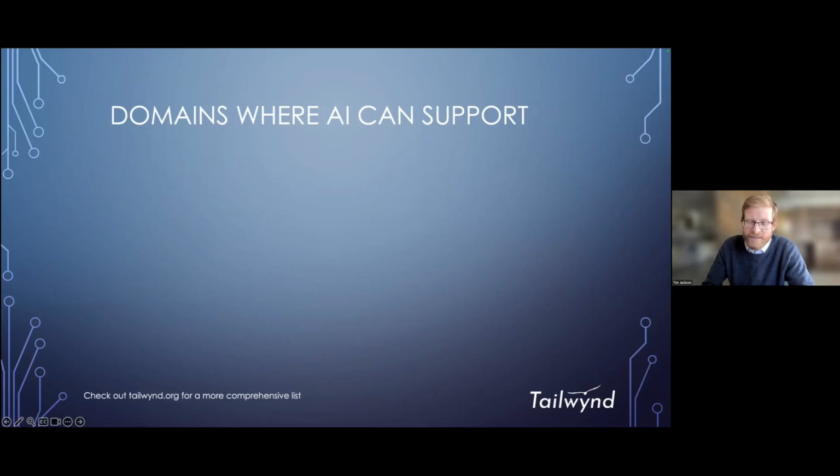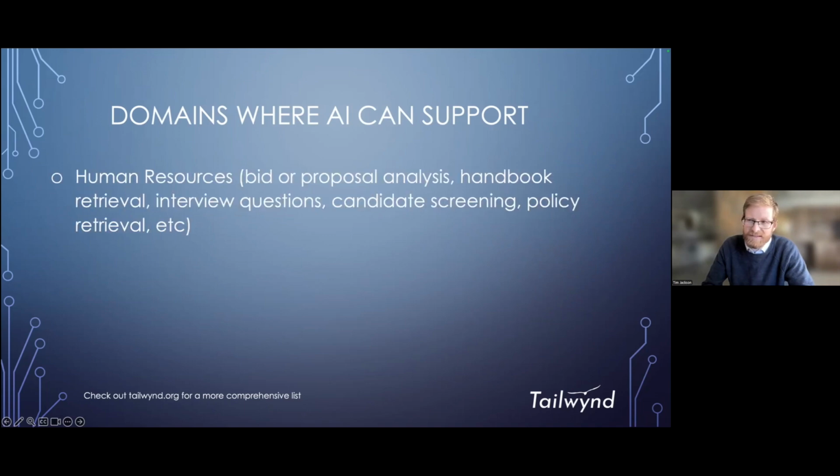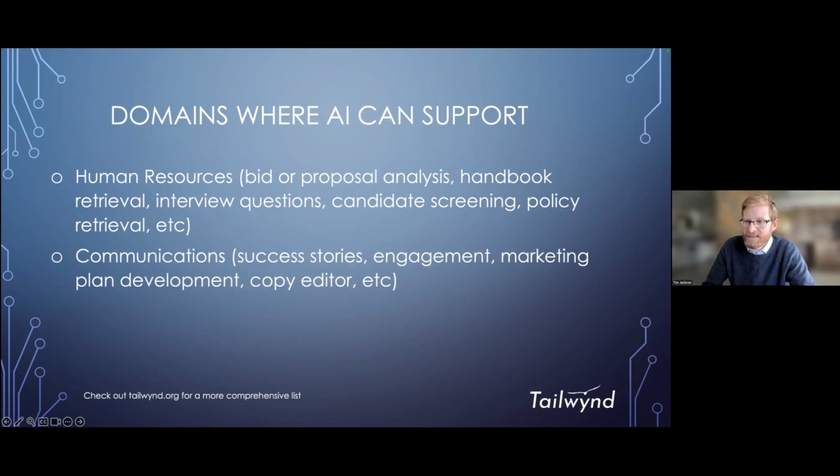So, what are some domains where AI can support us? Like I said, there's kind of infinite possibilities, but here's three domains. This is my busiest slide. I know there's a lot of information. We'll revisit this information. It's just to kind of tease you, or prime you is a better word, in terms of some of the things it can be used for. Bids or proposal analysis, handbook retrieval of information, creating questions for interviews, helping to screen candidates. You've got to be careful with that one, but you can use it. Retrieving policy information quickly and easily.